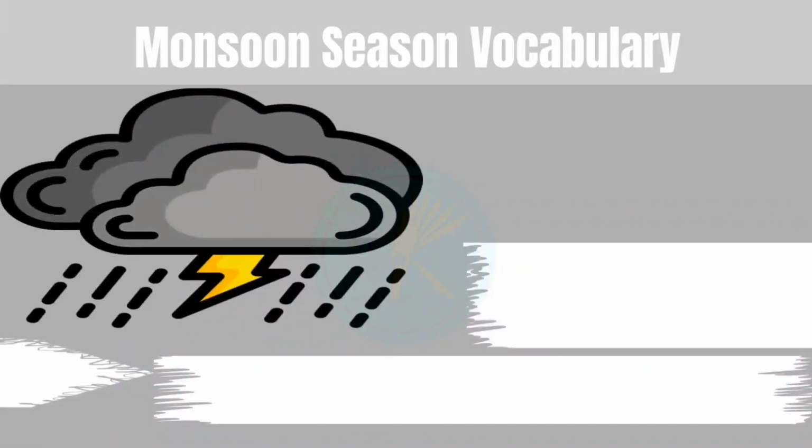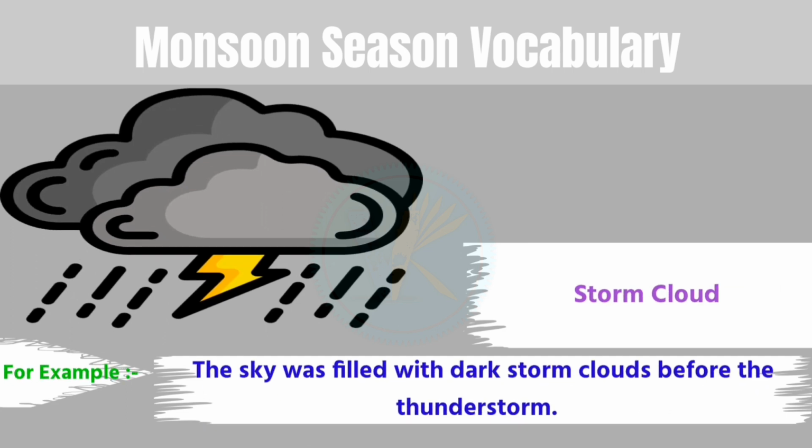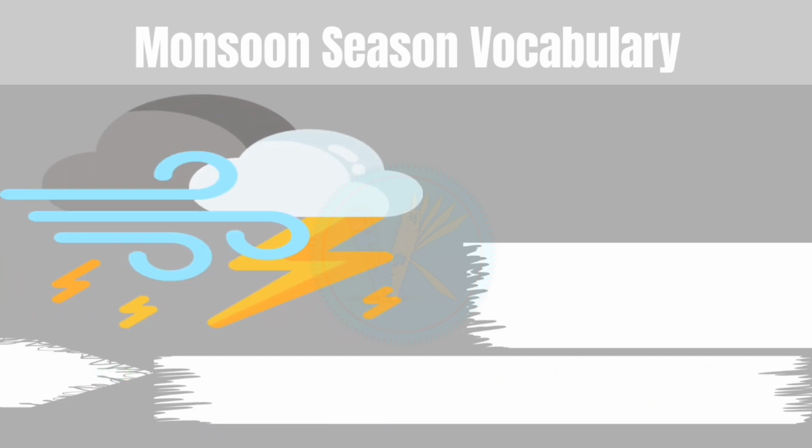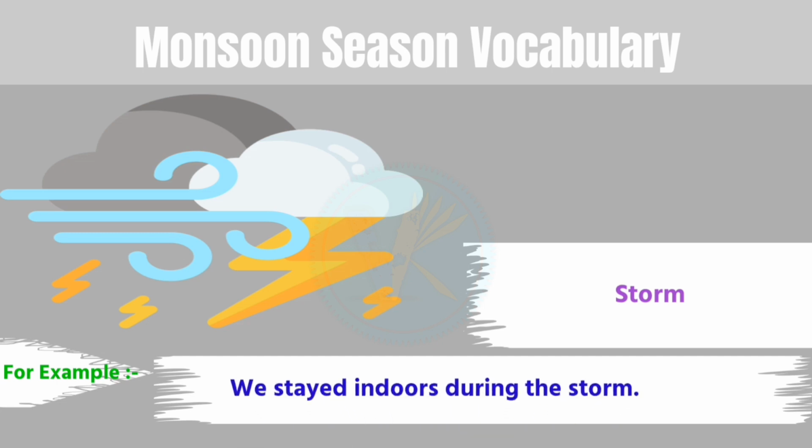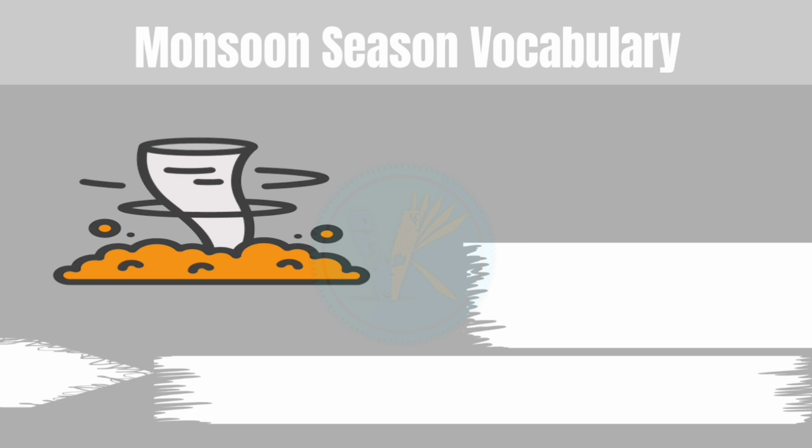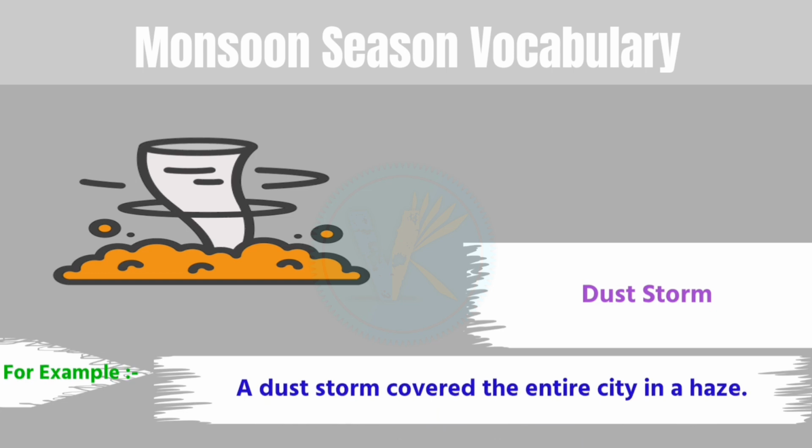Next, storm cloud. Storm cloud. For example, the sky was filled with dark storm clouds before the thunderstorm. Next, storm. Storm. For example, we stayed indoors during the storm. Next, dust storm. Dust storm. For example, a dust storm covered the entire city in a haze.